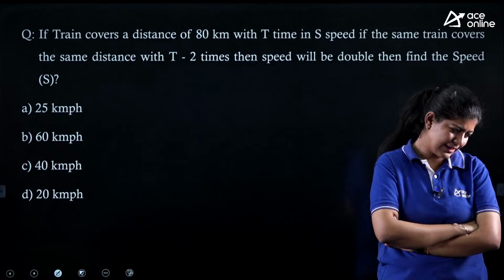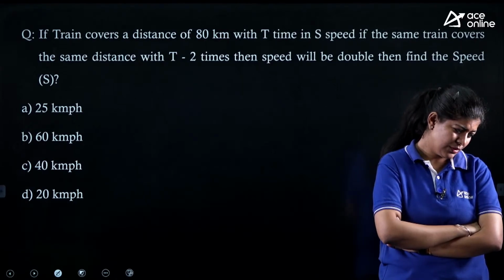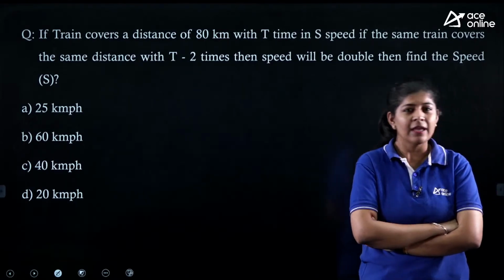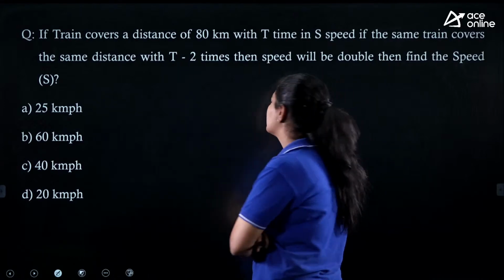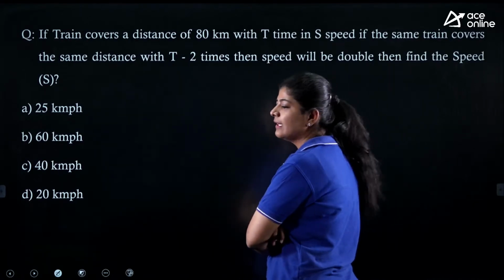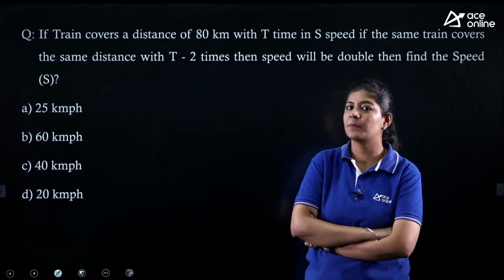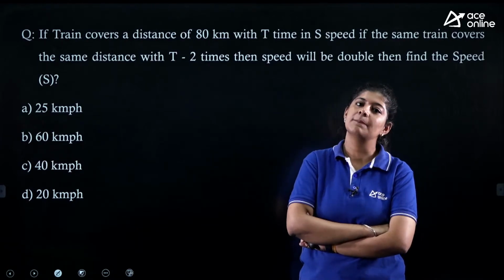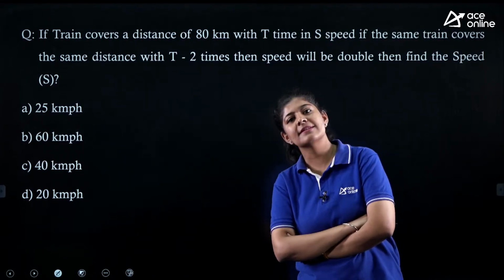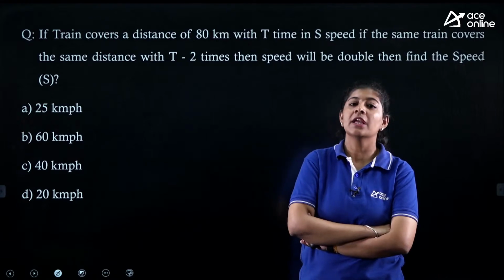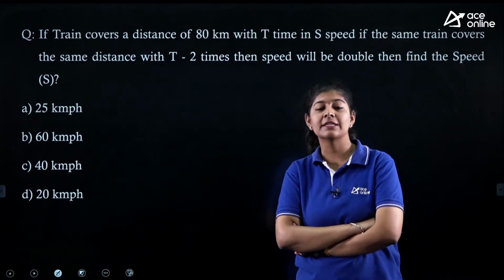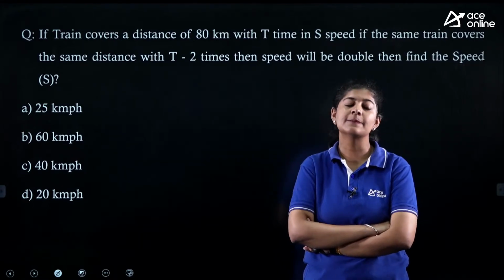Distance constant, time ratio reciprocal. If we are having distance as a constant, we already discussed this thing. If the distance is constant, then speed is inversely proportional to the time. If the speed is constant, then distance is directly proportional to the time. If the time is constant, then distance is directly proportional to the speed.